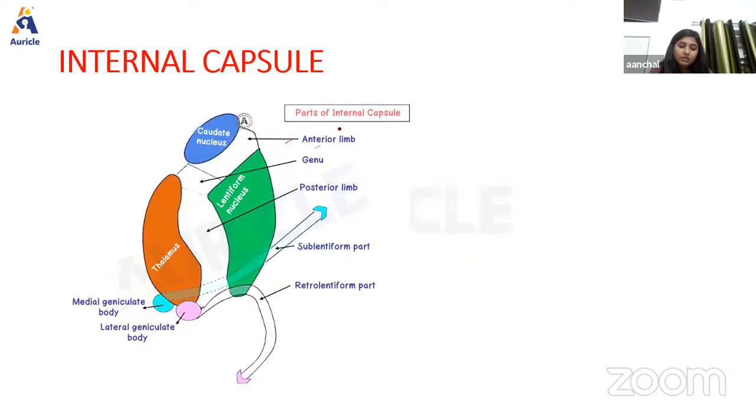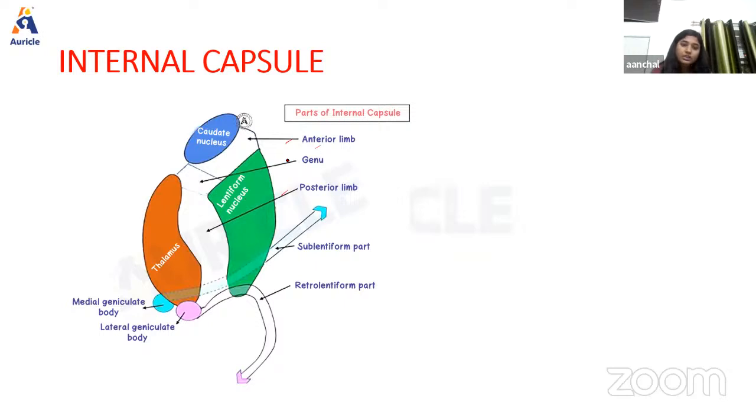So what is the anterior limb? The anterior limb of the internal capsule is short and lies between the lentiform and caudate nuclei, as we can see. Now talking about the posterior limb, it is very long and is situated between the thalamus and the lentiform nucleus.